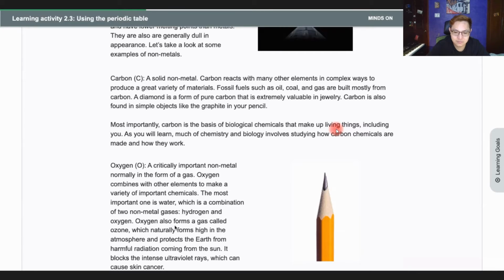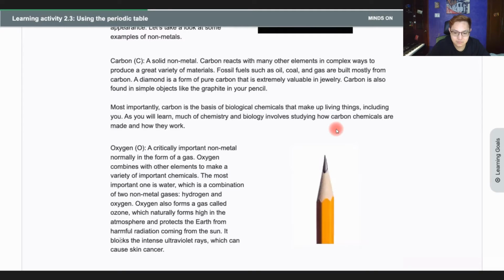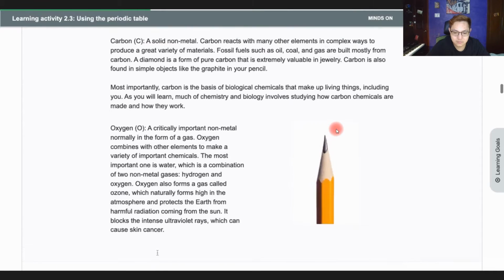Oxygen also forms a gas called ozone, which is naturally formed high in the atmosphere and protects the Earth from the harmful radiation coming from the sun. It blocks the intense ultraviolet rays, which can cause skin cancer.